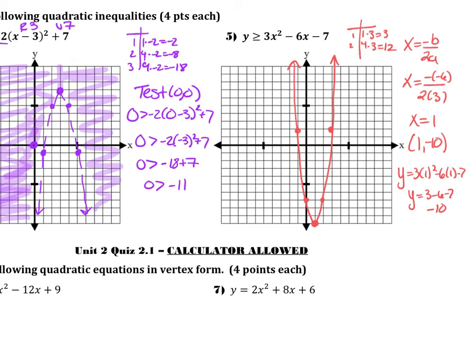Now again, let's figure out where to shade. This also says y is greater than. So if I put my pen on the vertex, greater than would mean I go up. Up puts me on the inside of the parabola, so I'm going to shade everything on the inside.